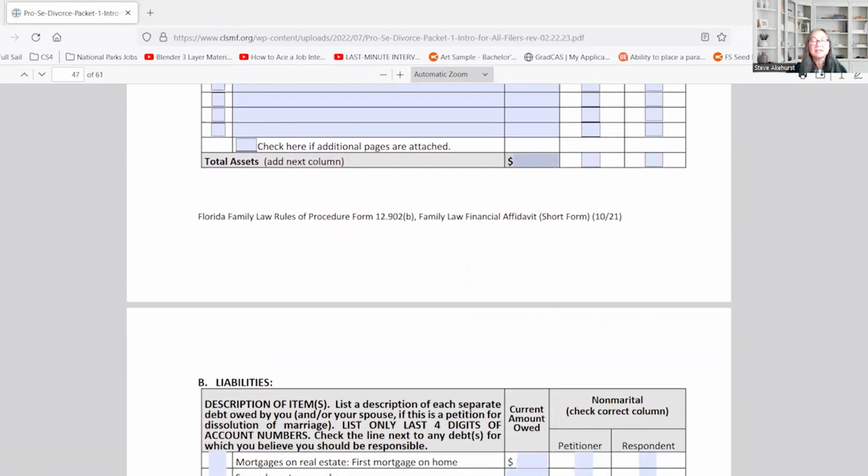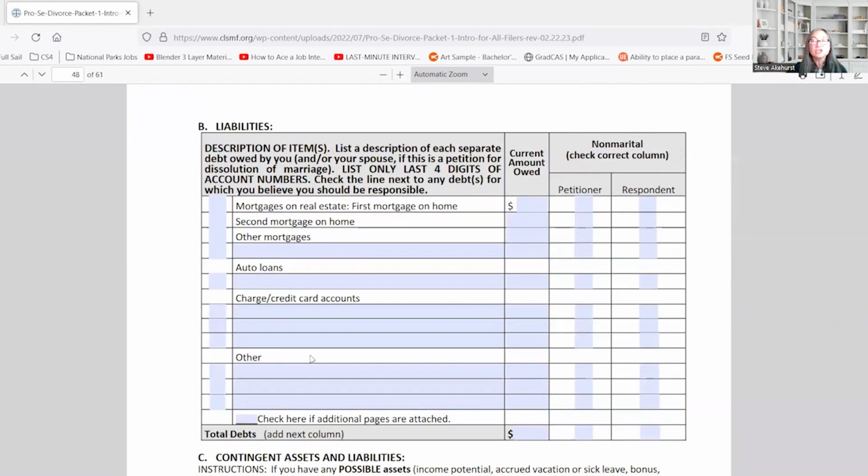All right. And the next section is liabilities. Just like you have marital assets, there's also marital liabilities. Similarly, if you accrued debt while you were married, it's considered marital liability. Or if you accrued debt before you were married, then that's considered non-marital liability. Just like you divide assets, you can also divide liability.